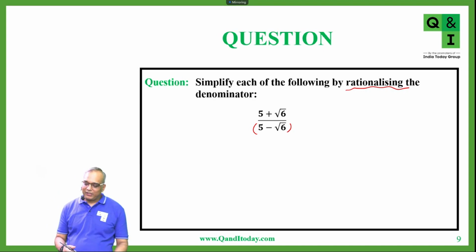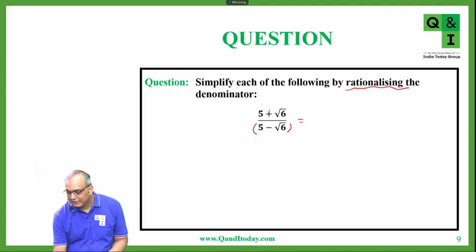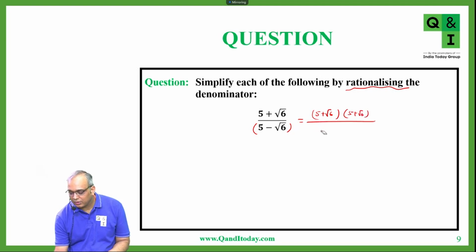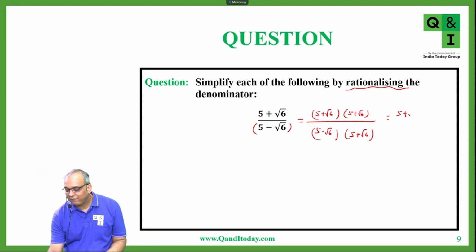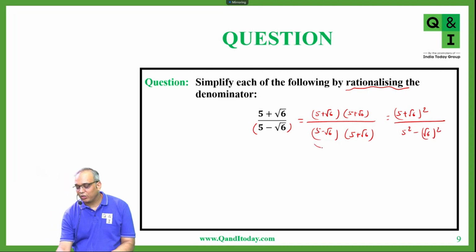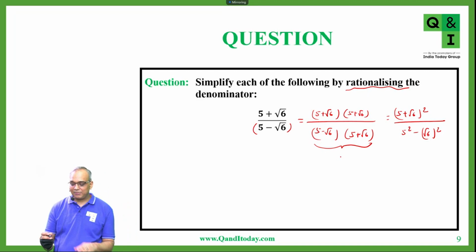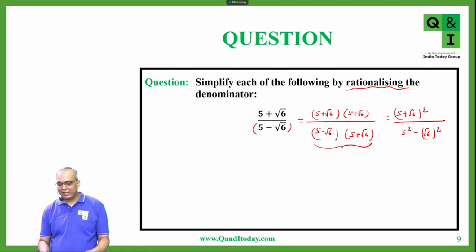Okay, let me solve it for you guys. The first question. Here you have to rationalize the denominator. So you will multiply the conjugate of the denominator, that is 5 plus root 6, to both numerator and denominator. So you have 5 minus root 6 multiplied by 5 plus root 6. In the numerator we have 5 plus root 6 whole square, divided by 5 square minus root 6 square. Why? Because in the denominator, we have a minus b into a plus b form, where you can write it as a square minus b square.